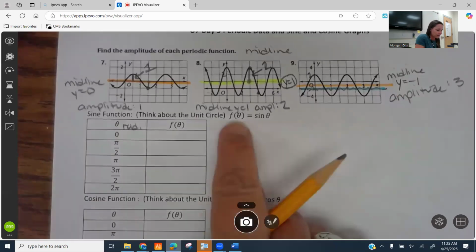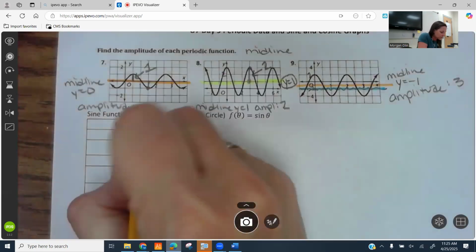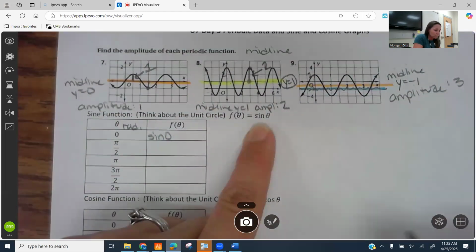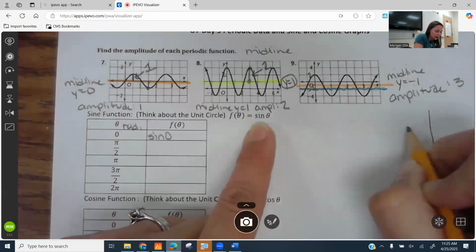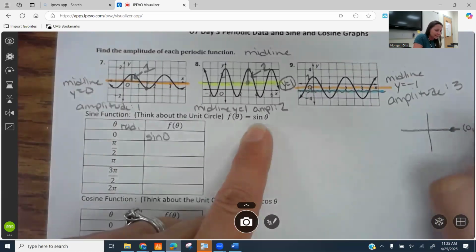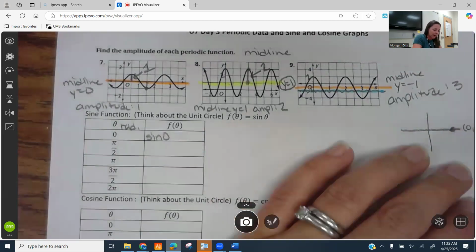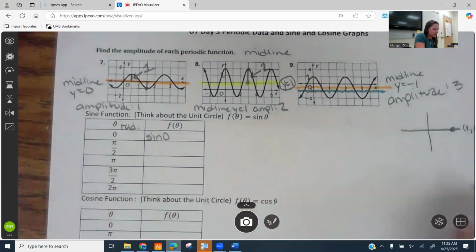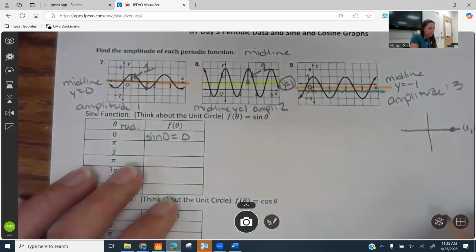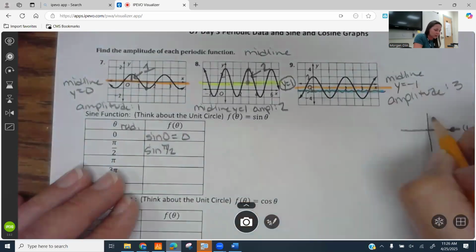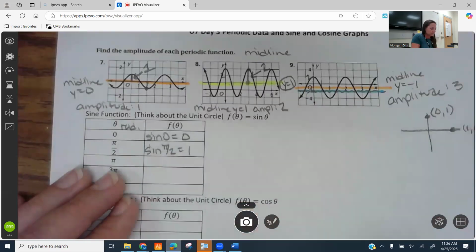So f of theta equals sine theta, so sine of 0. When I think of the unit circle, 0 is right here. That's the point 0, 1, and sine is y. I'm sorry, I lied, it's 1, 0. So sine is y, and that's 0. Sine of pi over 2 is here. That's the point 0, 1. Well, y is 1 here.